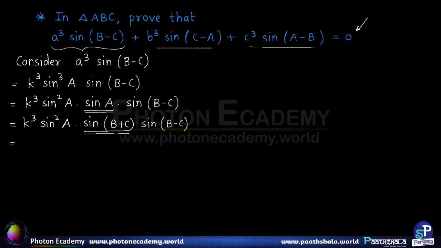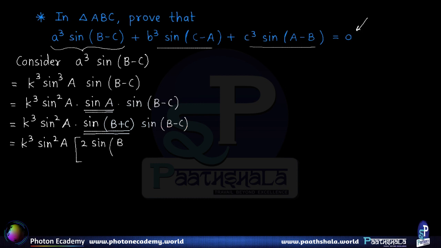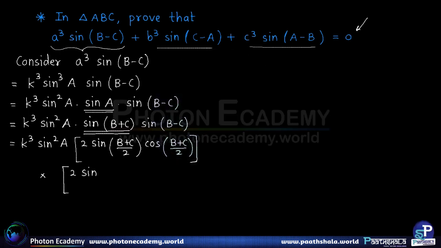Now what we do is we write each of the last two terms in their respective half angle results. So sine of B plus C can be written as 2 sine B plus C by 2 into cos of B plus C by 2, multiplied by sine B minus C, which can be written as 2 sine B minus C by 2 into cos of B minus C by 2.